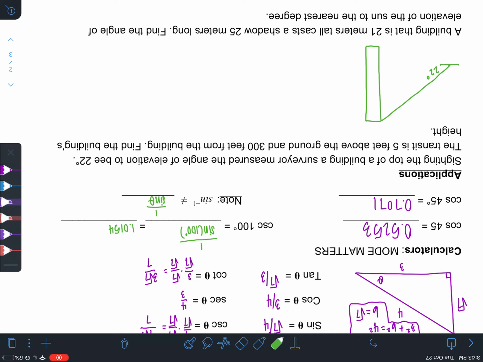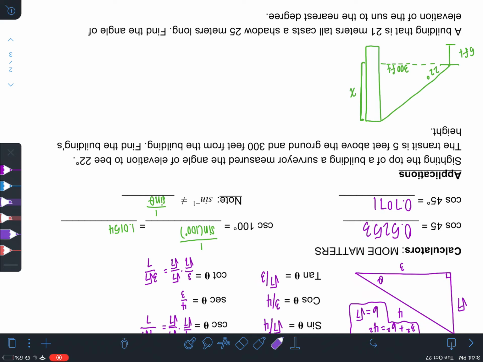Where he's standing is 5 feet above the ground. And he's also 300 feet from the building. And we want to find the height of the building. So we're going to need to find this and then add 5 to it. So let's go ahead and find this height right here. We're going to call that x.